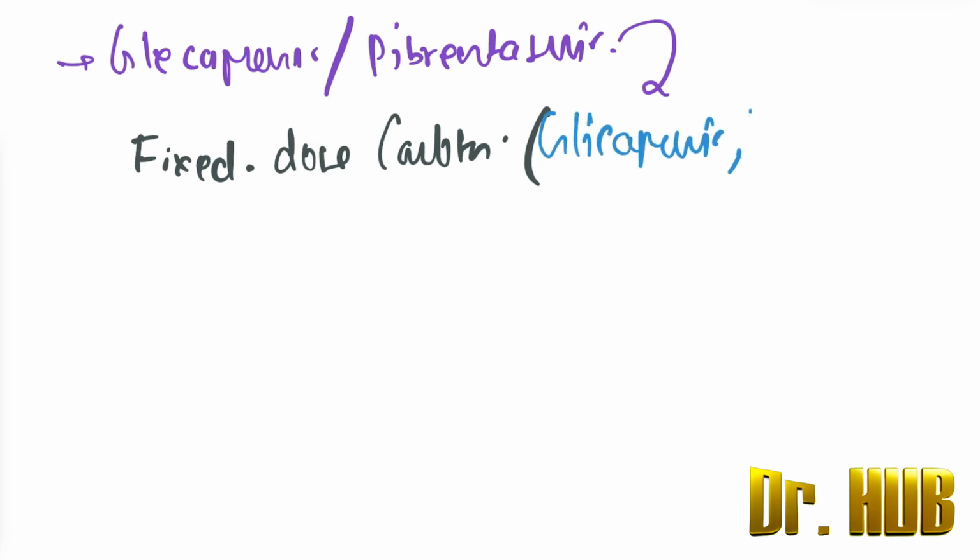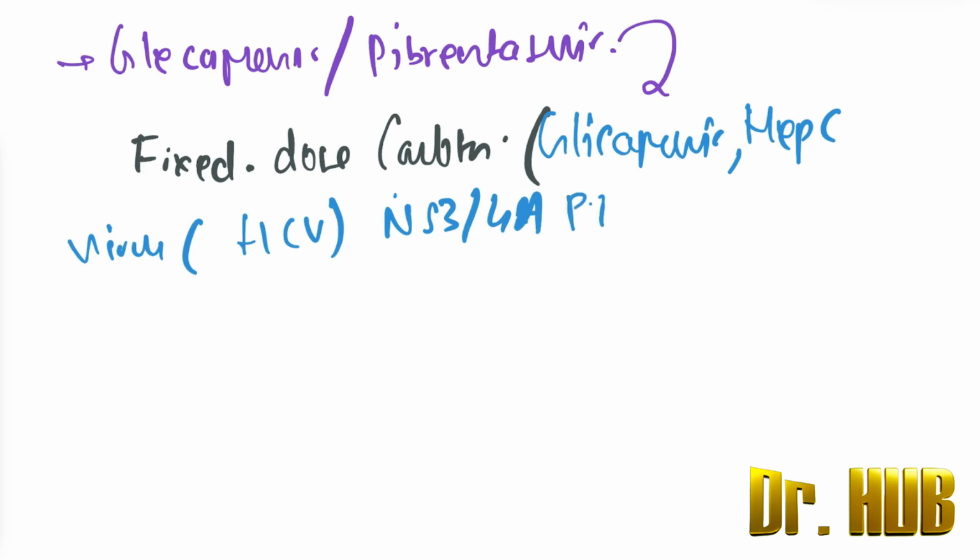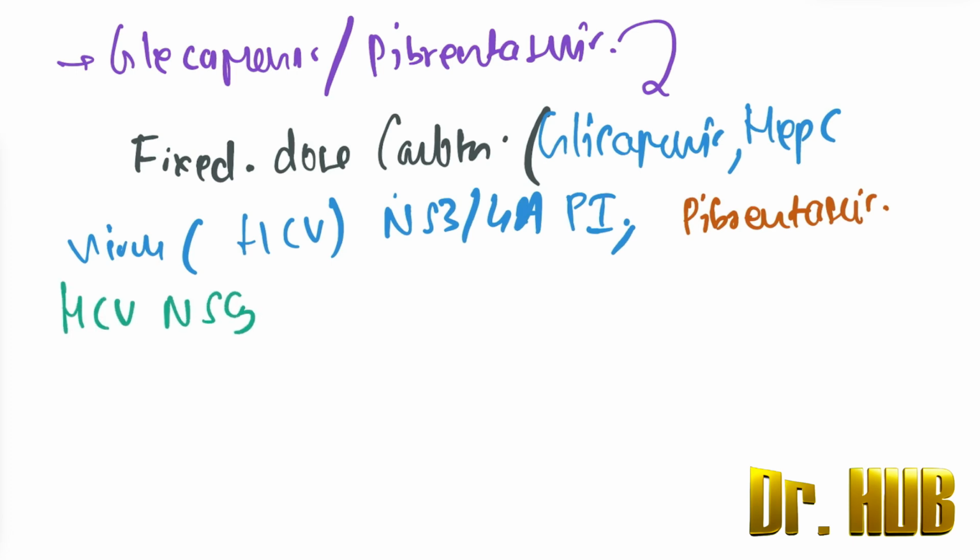and it is nothing but for hepatitis C virus, that is the HCV, an NS3/4A protease inhibitor, and also pibrentasvir, and that is an HCV NS5A inhibitor, and it is indicated for the treatment of patients with chronic HCV genotype.